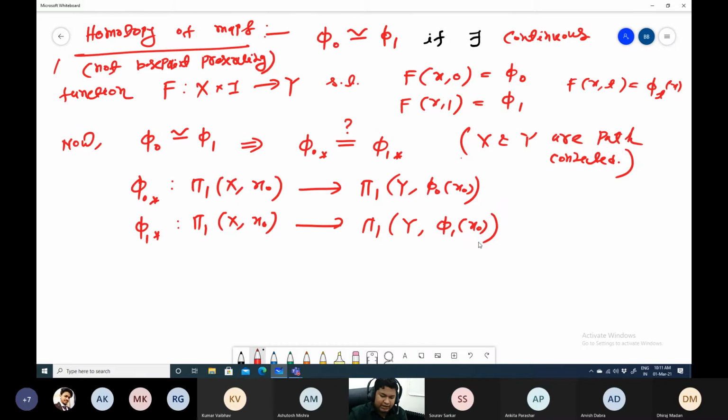Right. Now see that the codomains of this and this are different, because we do not know whether phi 0 of x0 is equal to phi 1 of x0. So in general, we have to assume that they may not be equal. In fact, it is not equal. You can say that. Therefore, their domains are the same but their codomains are different, and since their codomains are different, we should not say that they are equal.